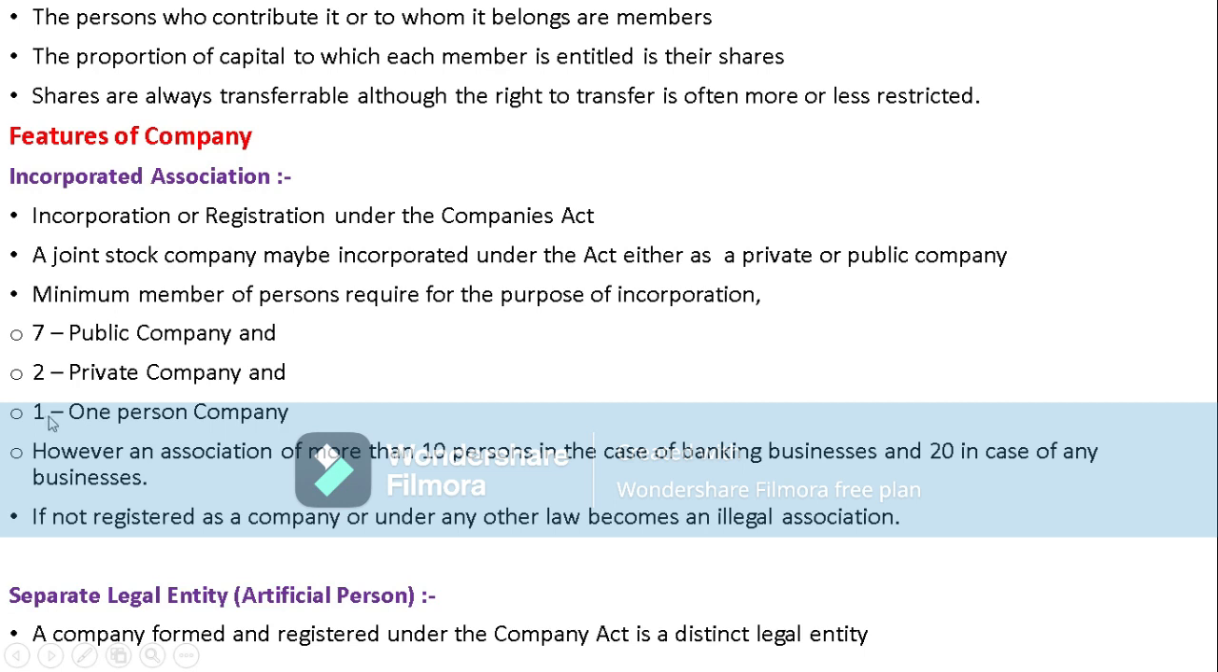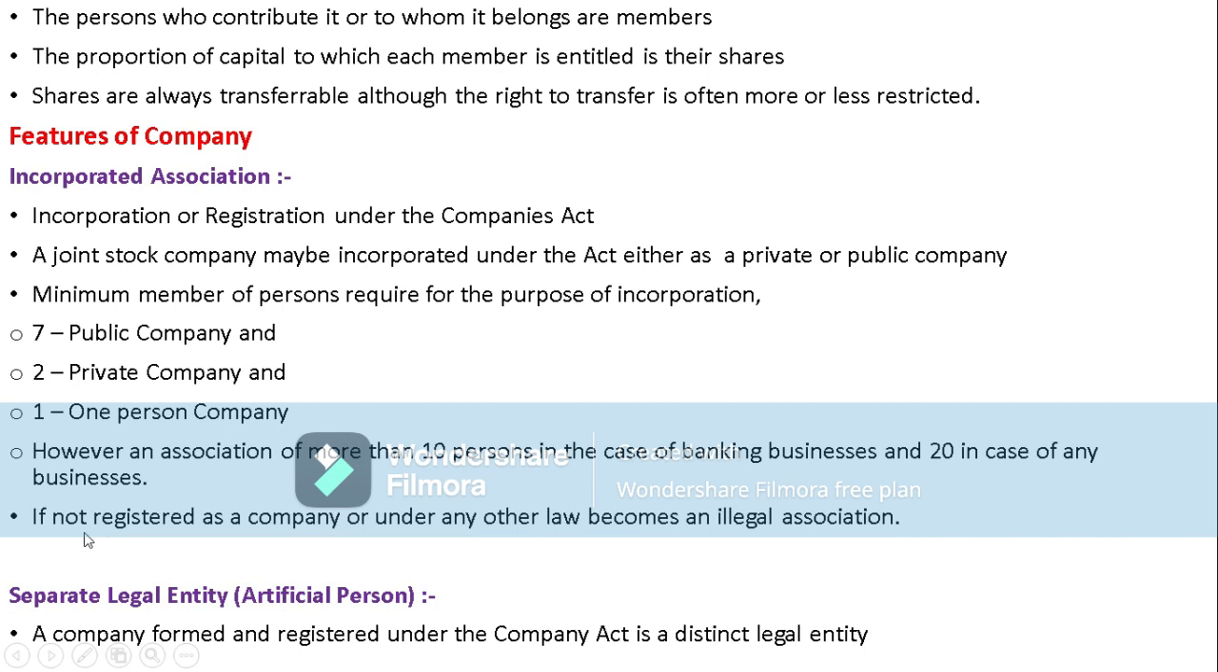So these are the rules regarding the minimum number of persons to be there while incorporating or registering a company. However, an association of more than 10 persons in case of banking businesses and 20 in case of any other businesses. So likewise, as we said for public company and private company, in banking the minimum number of persons is 10, and in other kinds of businesses it is 20.